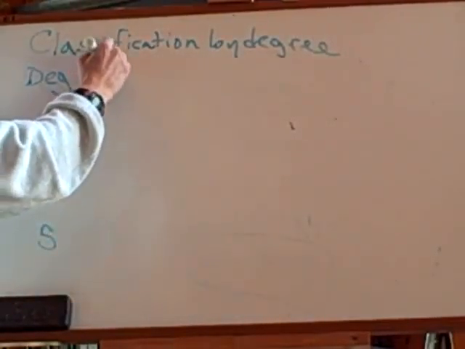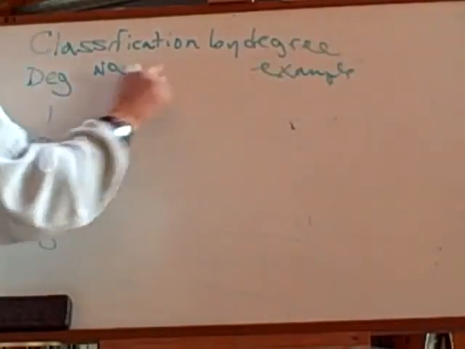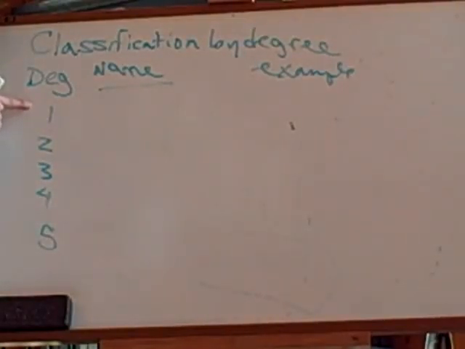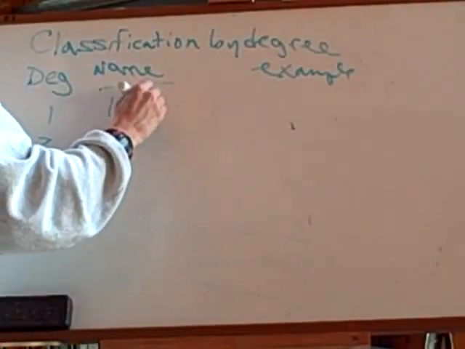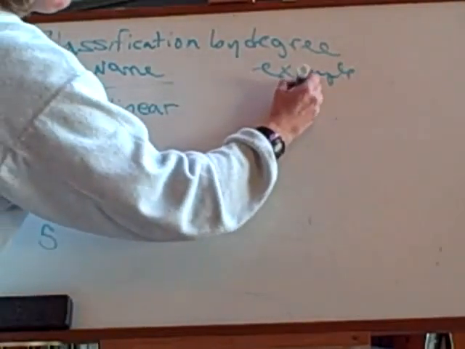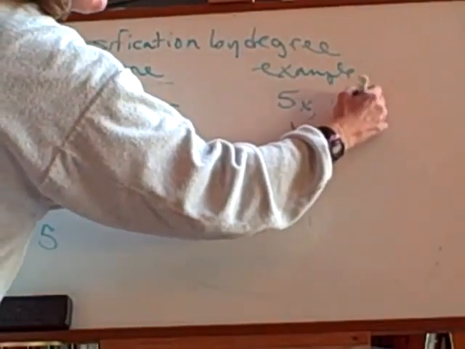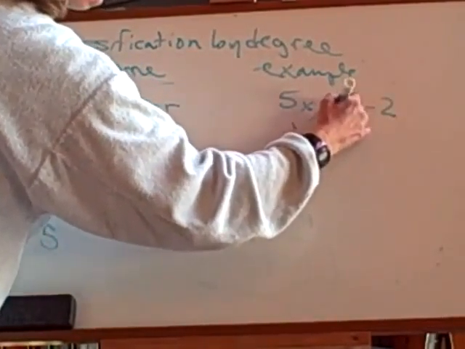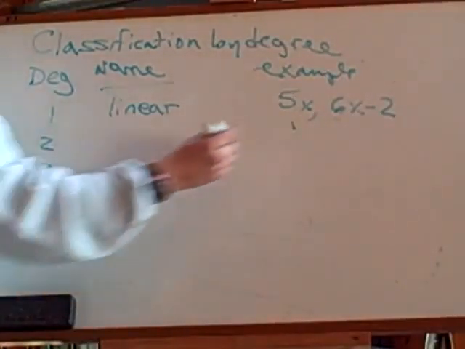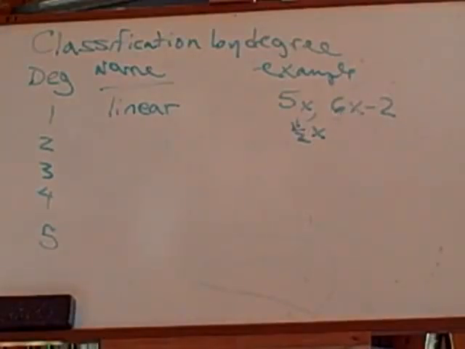First they give you a name, and then there's some kind of example. If you have a first degree equation, that is going to be called a linear equation. That's the equations that are like y equals 5x, or 5x would be linear. 6x minus 2 would be linear. 1/2 x is linear.